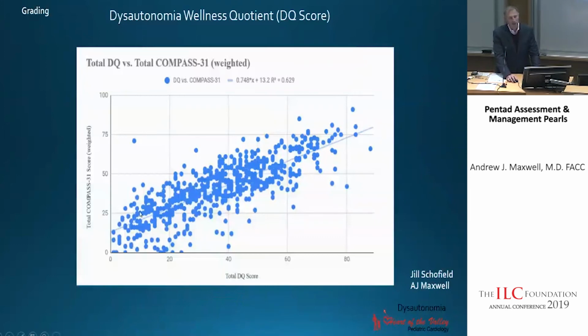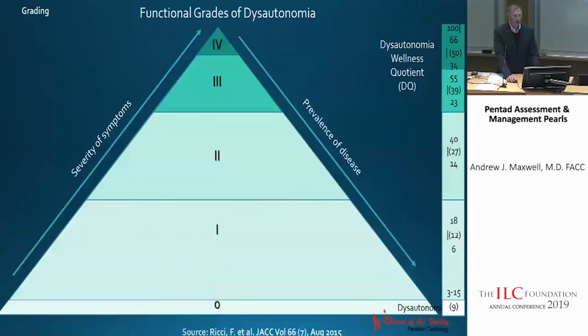Validated against the Compass 31, which I don't know if anyone's ever filled out a Compass 31. It doesn't make a whole lot of sense as far as visit to visit, because some of the questions are kind of permanent questions, not from last visit type of questions. It correlates pretty well with it, but I think gives better information about visit to visit information.